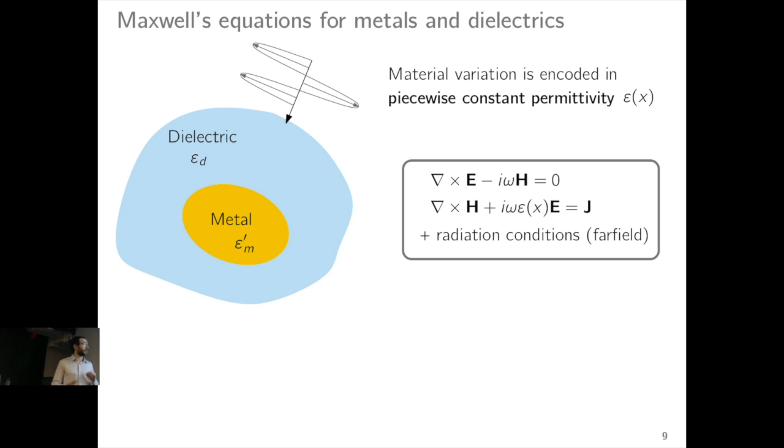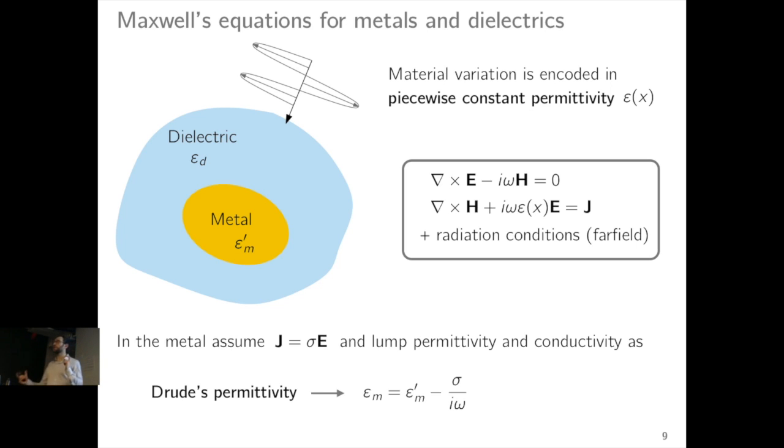But it turns out that for the metal, since we have a local relationship between the electric field and the electric current given by Ohm's law, where sigma is the conductivity of the metal, we can lump both the permittivity and the conductivity of the metal into what's called the Drude permittivity.